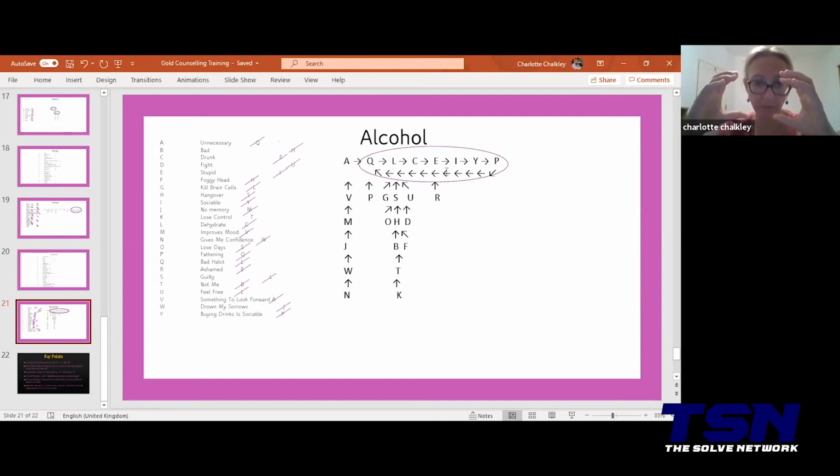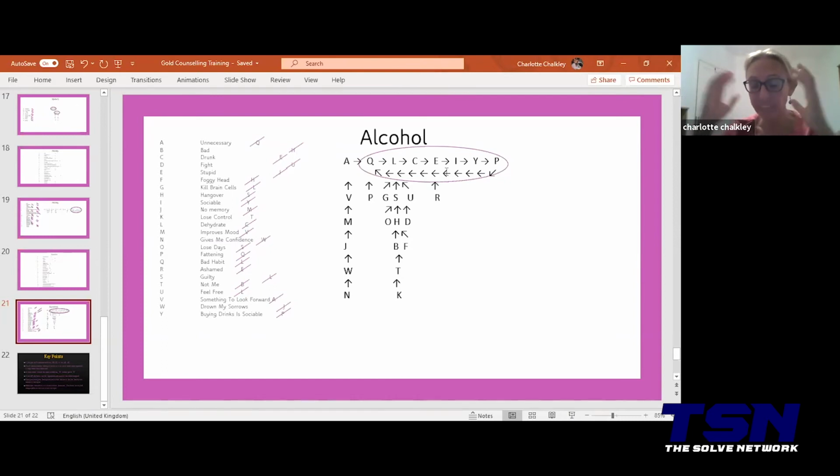Alcohol, bad habit, dehydrate, drunk, stupid, sociable, buying drinks is sociable, and fattening.